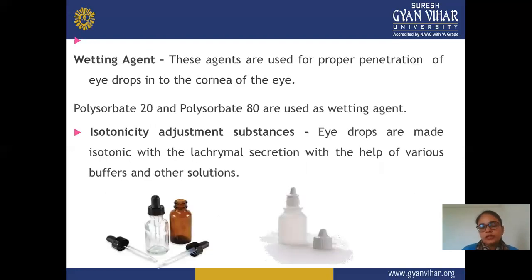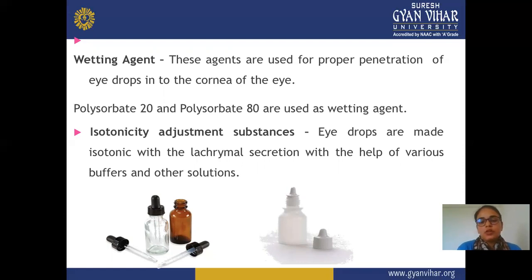Next is a wetting agent. If any particles are present, or you are formulating a suspension type eye drop, these particles do not easily get wet or solubilized. So you maintain proper wettability of your particles so that they can be easily wet or solubilized in your formulation, or when they come in contact with the cornea. The wetting agent also helps proper penetration of the eye drop into the cornea of the eye.